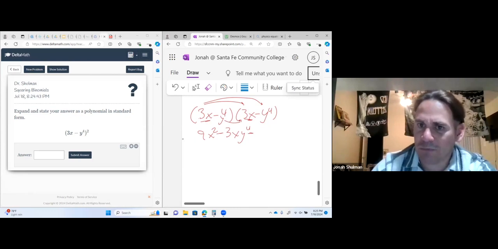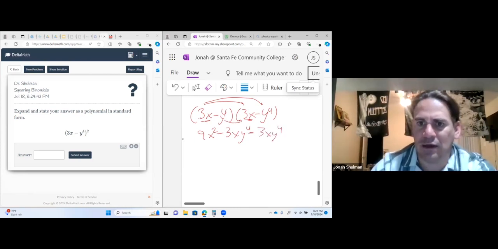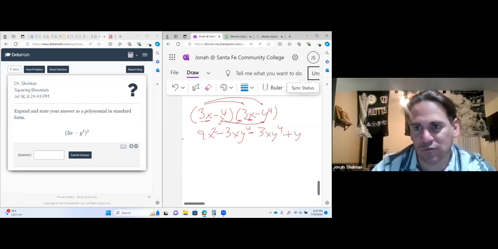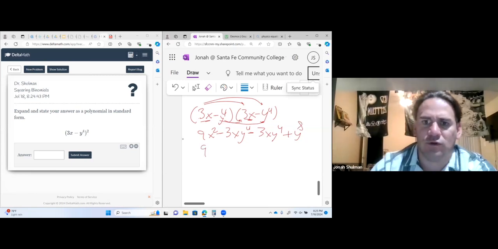This one should always match it. If you're squaring something, it should always be the same. And now a y to the fourth times a y to the fourth will become a positive. Two negatives make a positive y. And what's 4 plus 4? 8. Combine your like terms, which are the middle ones.